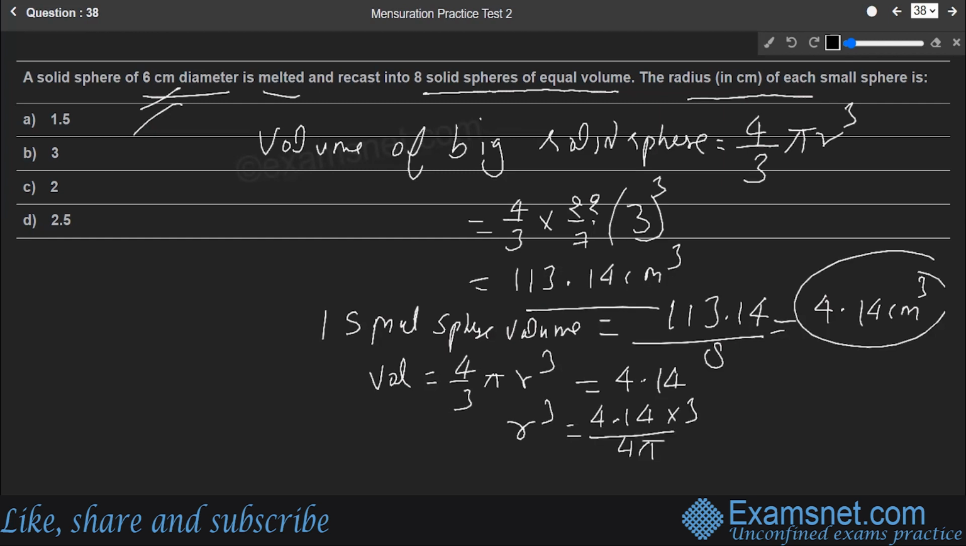If you put the value of pi as 22 by 7, then r cube value is coming out to be 3.375. And if you do the cube root of 3.375, you're going to get the r value as 1.5 meter. So that is going to be the right answer. Radius value is 1.5 meter, which is available in option number A, becomes the right answer.